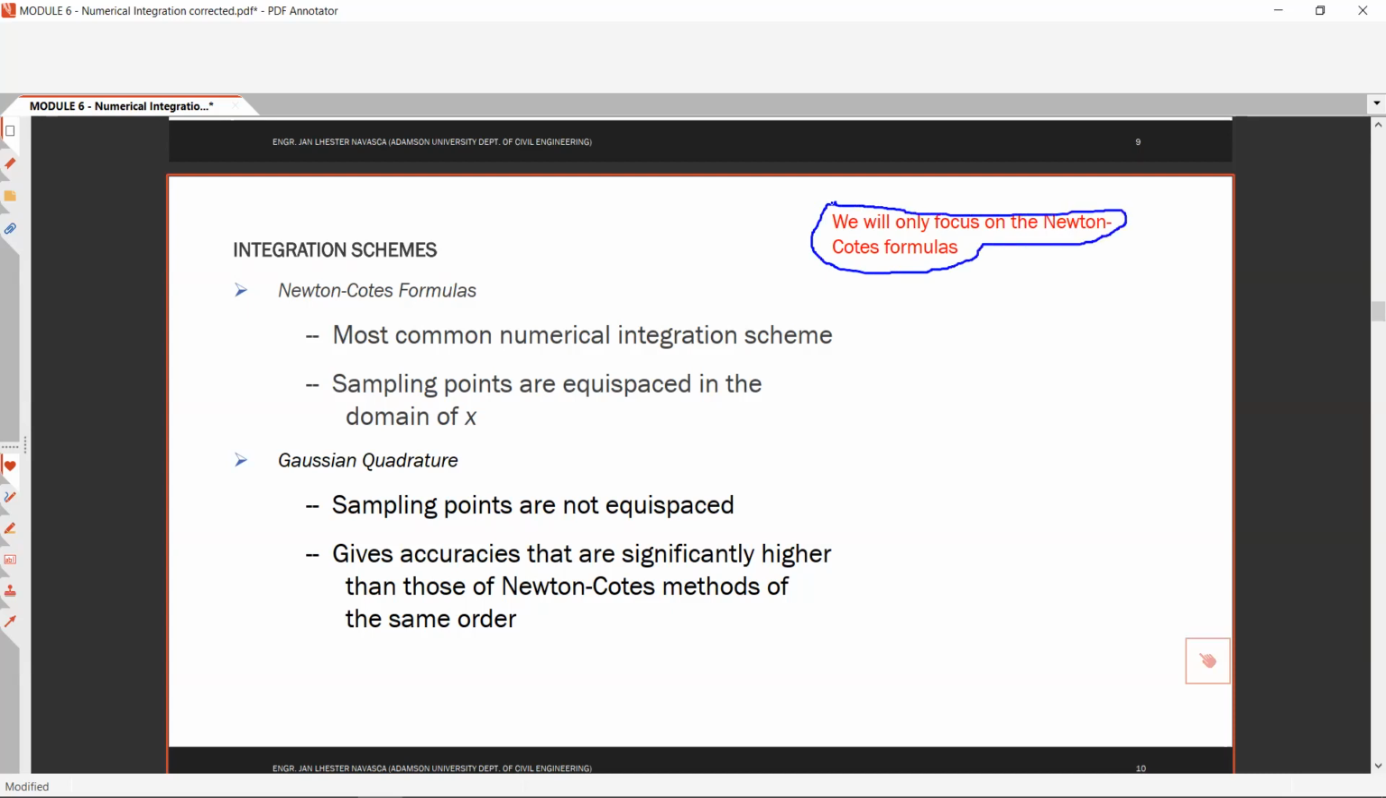So what is included in the Newton-Cotes formulas? These two are the integration schemes to find the integral, the numerical integration. For now, we will focus only on the Newton-Cotes formulas. If you want an advanced topic, you can search for the Gaussian quadrature formulas.